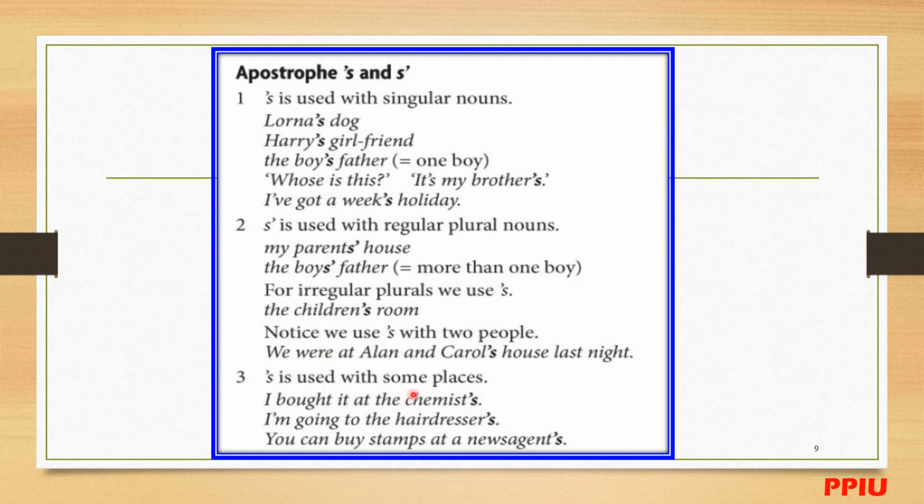Apostrophe S is used with some places. I bought it at the chemist's. I'm going to the hairdresser's. You can buy stamps at the musician's. Alright, so this just refers to the place, so we just use apostrophe S there. So apostrophe S and S apostrophe, this part can help you understand more topics.